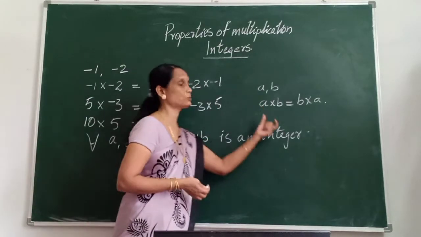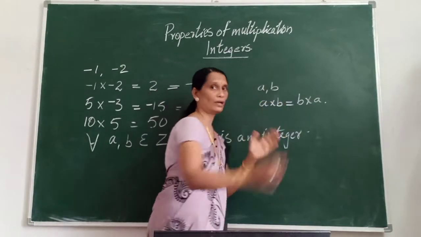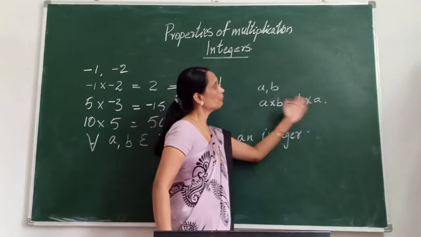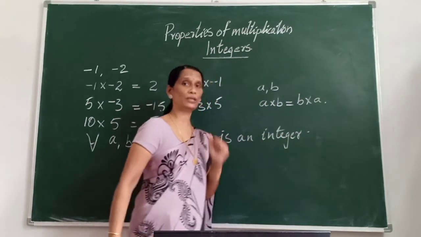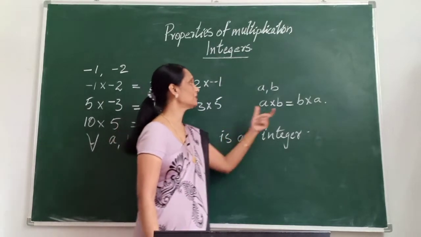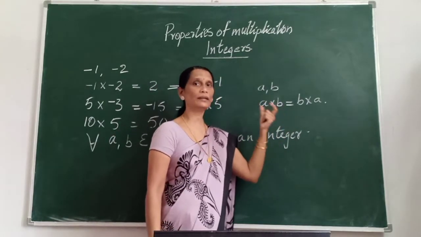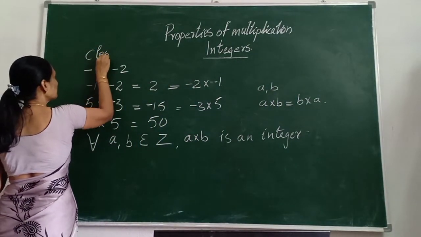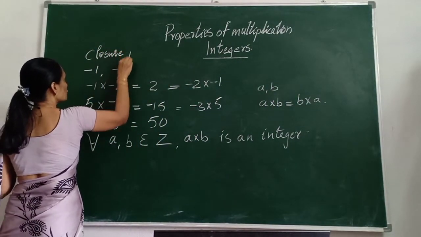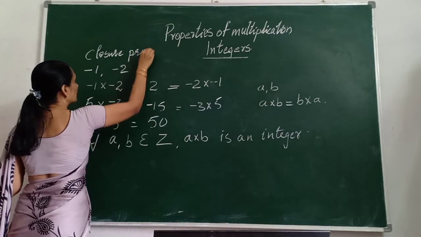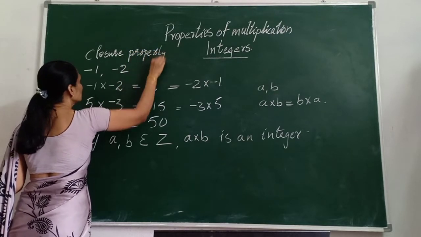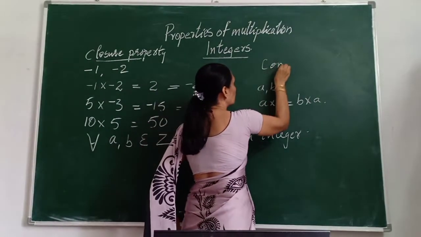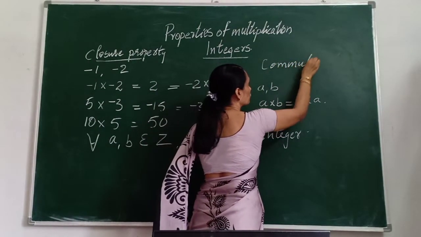So here, what may be this property? When A and B are two integers, A into B is equal to B into A. What is that property? That is commutative property. So we have learned here closure property under multiplication, and also we learned commutative property. What is commutative property?